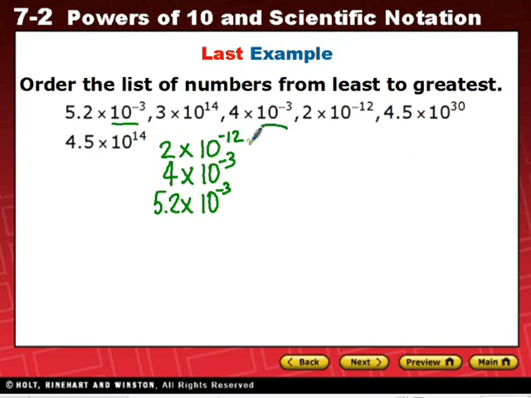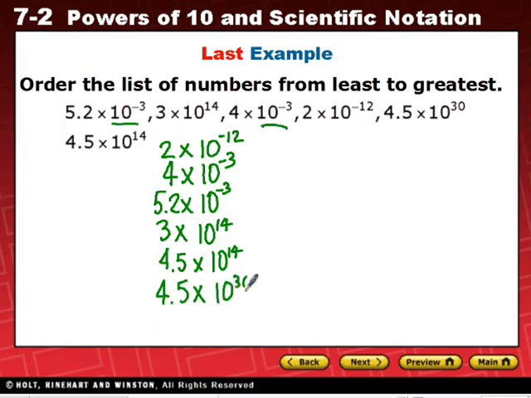All right, then, let's see. Now we have 10 to the 14th, and we have two numbers with 10 to the 14th. So 3 times 10 to the 14th is the next biggest, followed by 4.5 times 10 to the 14th. And lastly, that leaves us with this enormous number, 4.5 times 10 to the 30th power. All right, that's it.